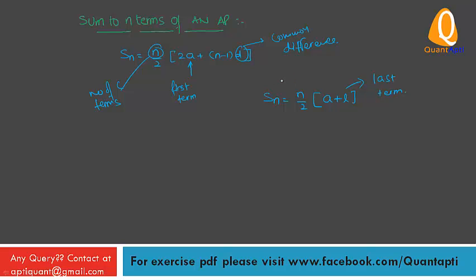In this formula, there are 4 quantities: Sn, the sum of the terms, a, the first term, n, the number of terms, and d, the common difference. If any 3 of these are known, the fourth can be determined. Sometimes 2 of these quantities are given. In such cases, the remaining 2 quantities are provided by some other conditions.